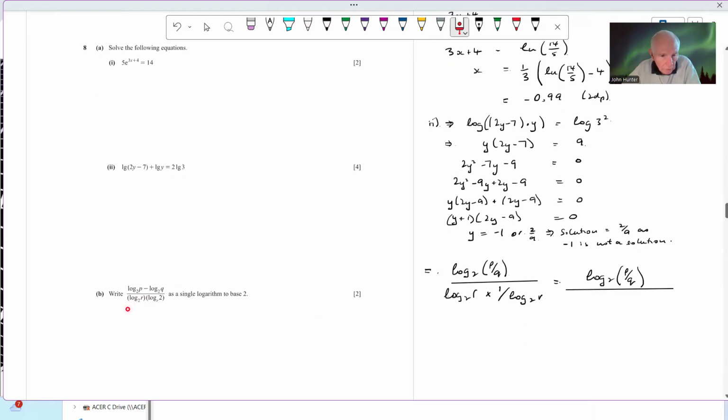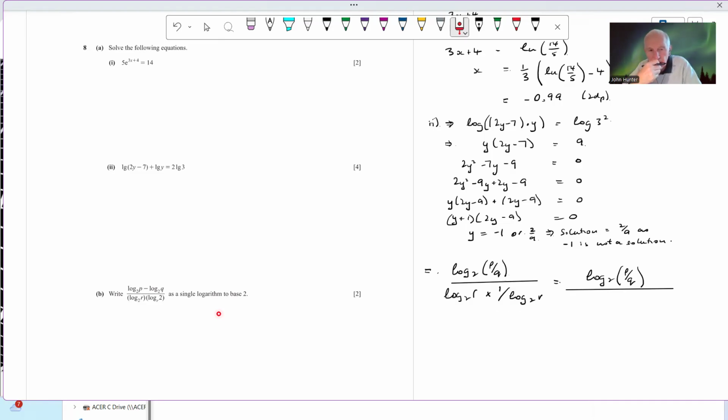And finally, this looks a bit nasty, but we've got to write this expression here as a single logarithm to base 2. The numerator looks pretty straightforward, actually. Subtracting those two, we just want the quotient of p and q, log base 2 of p divided by q. What about log base 2 of r times log base r of 2? Well, log base r of 2 in actual fact is this thing.